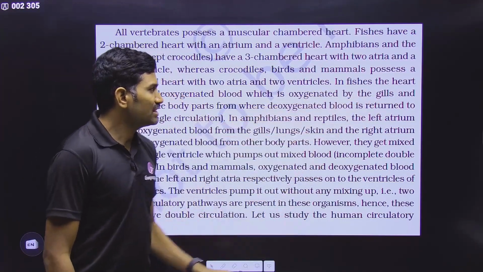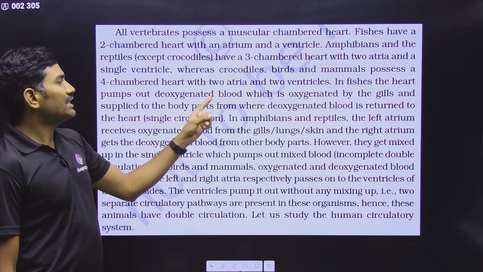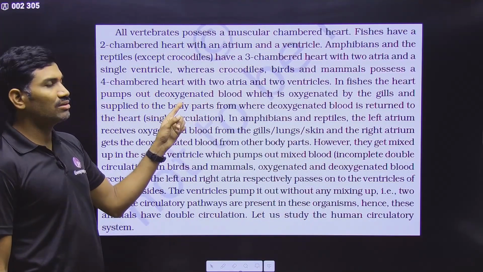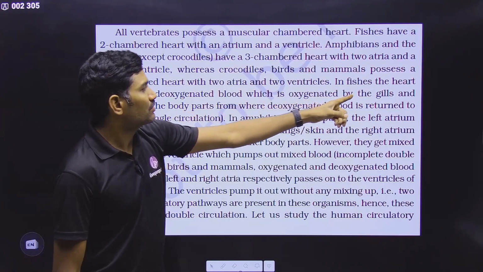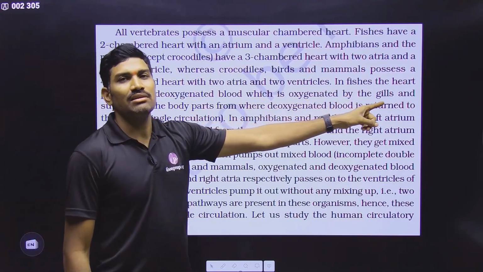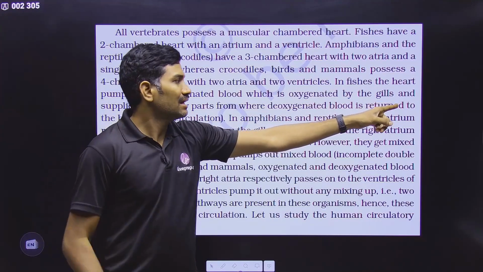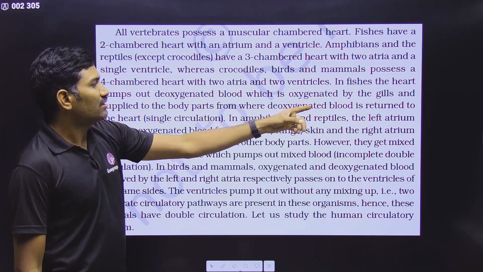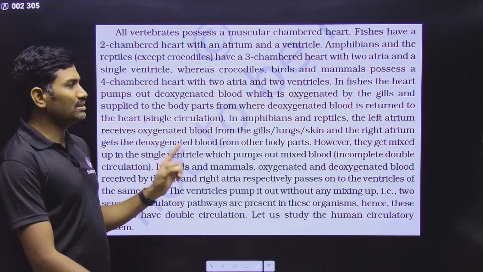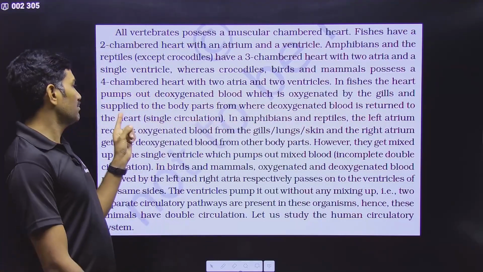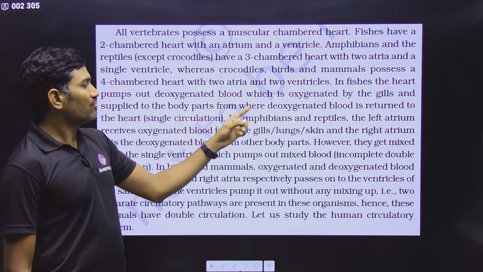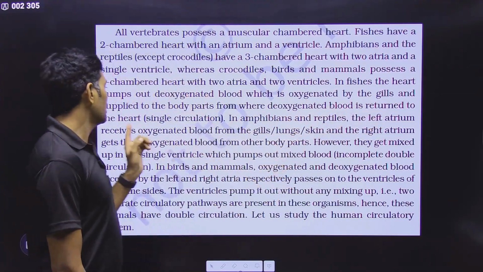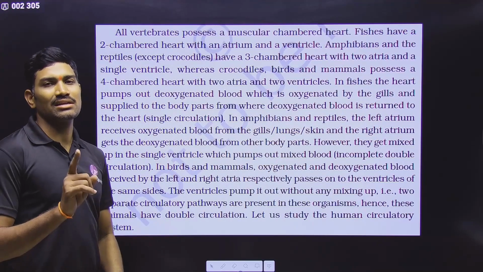Next one, in fishes, the heart pumps out deoxygenated blood. It collects deoxygenated blood and pumps deoxygenated blood in the case of fishes, the two-chambered heart. It is oxygenated by the gills. Oxygenation occurs in the gills, and oxygenated blood is supplied to the body parts directly from the gills. Deoxygenated blood is returned to the heart from the body parts. So that's why it is single circulation.